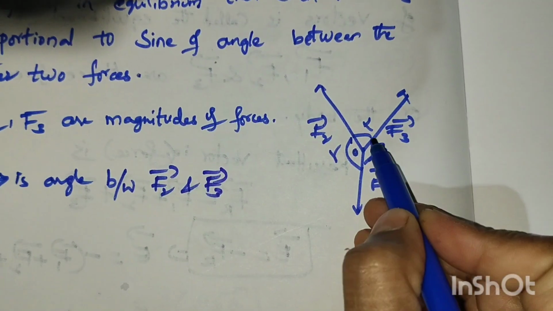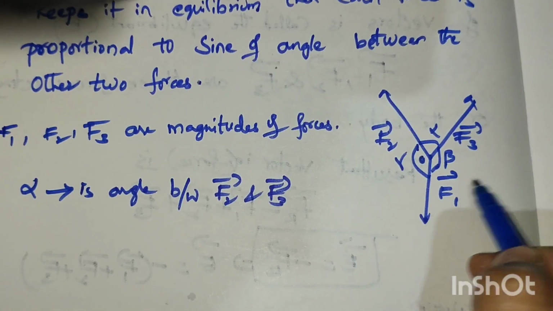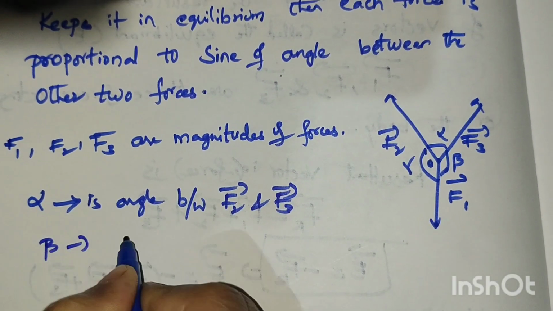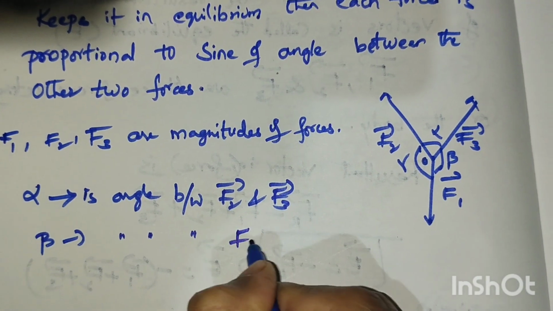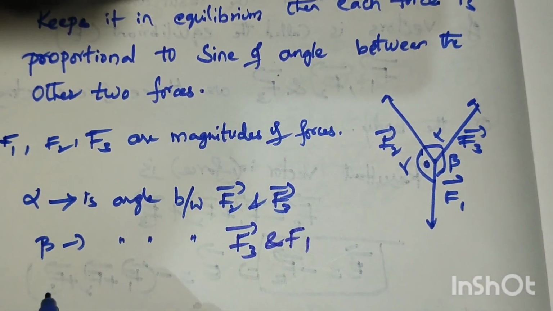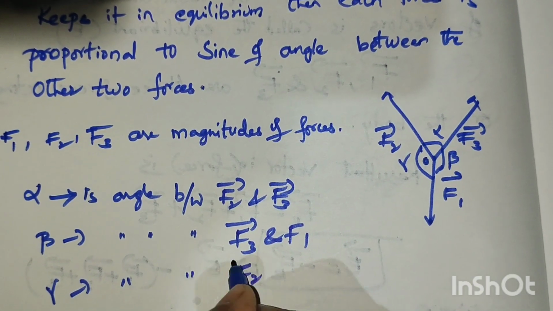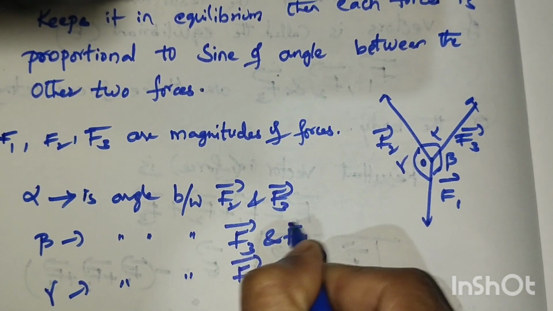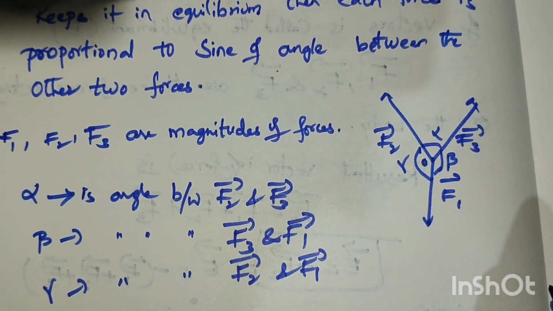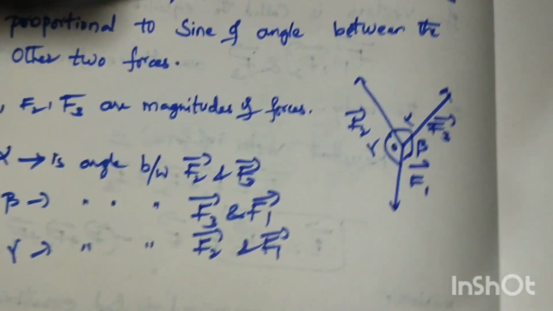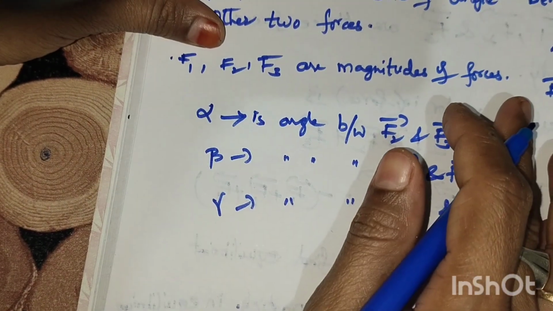You can see here alpha is the angle between F2 bar and F3 bar, beta is the angle between F3 bar and F1 bar, and gamma is the angle between F2 bar and F1 bar. So you can see that the angles are between two forces. So how can you write Lami's theorem with the help of these angles?